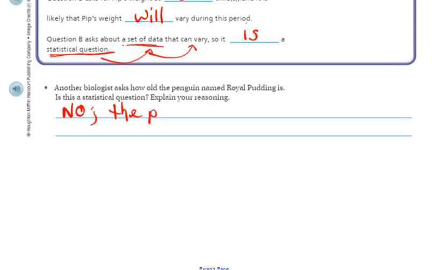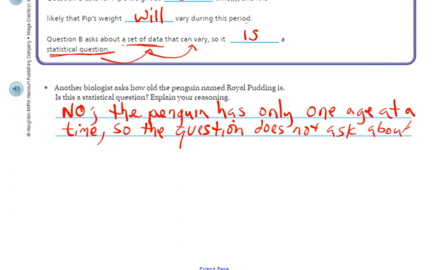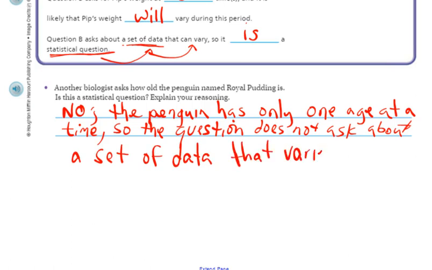The penguin has only one age at a time. So the question does not ask about a set of data that varies. Remember, if we write too fast, feel free to pause that video. Whew, definitely probably had to pause that one.